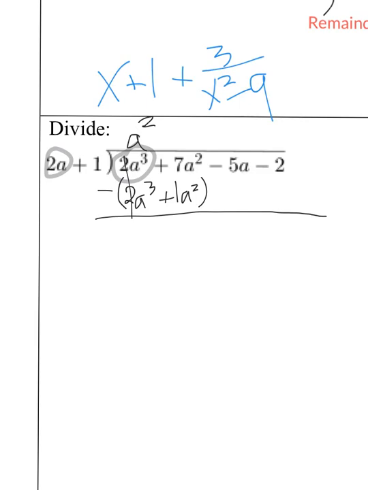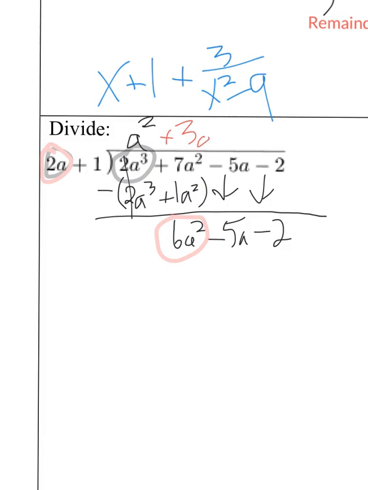So these cancel. And 7a squared minus 1a squared is 6a squared. And then you can just carry down these other two. Minus 5a minus 2. And then now I'm looking at 6a squared divided by 2a. So 6 divided by 2 is 3. Okay, so I'll put plus 3. And a squared divided by a is a.